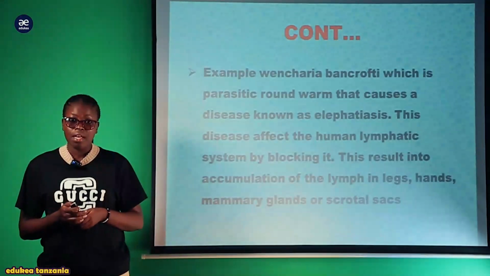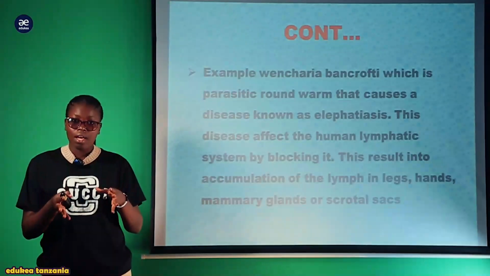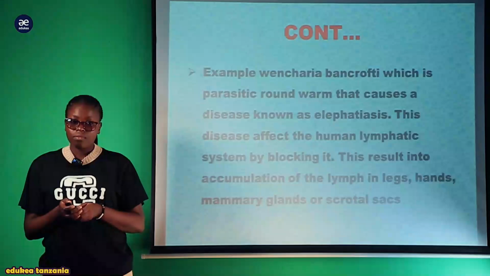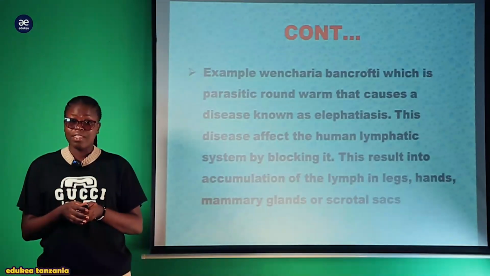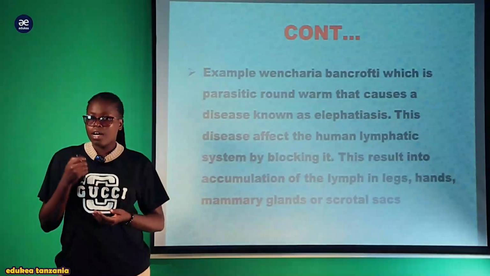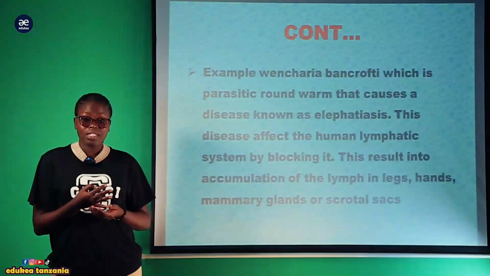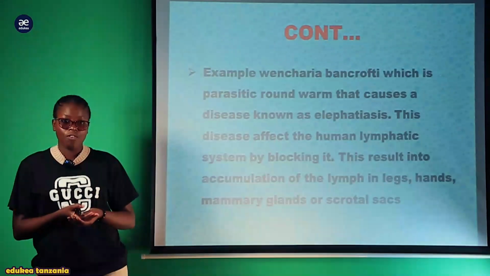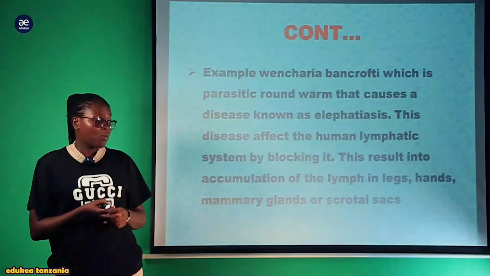Example, huyu hapa ni Wuchereria bancrofti. Unakuta mtu kabisa mguu wake huo umevimba, unakuta mguu mkubwa kabisa. Sana sana ni watu ambao wanaishi maeneo ya marine environment where they are found. Na bahati mbaya ni kwamba mpaka sasa dawa ya ugonjwa au bakteria haijajulikana. So it's one of the very disadvantages and very dangerous worms.